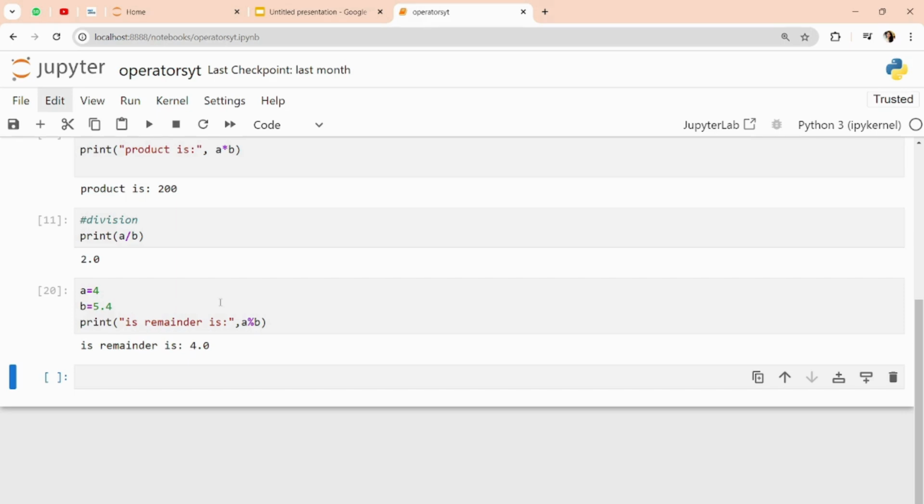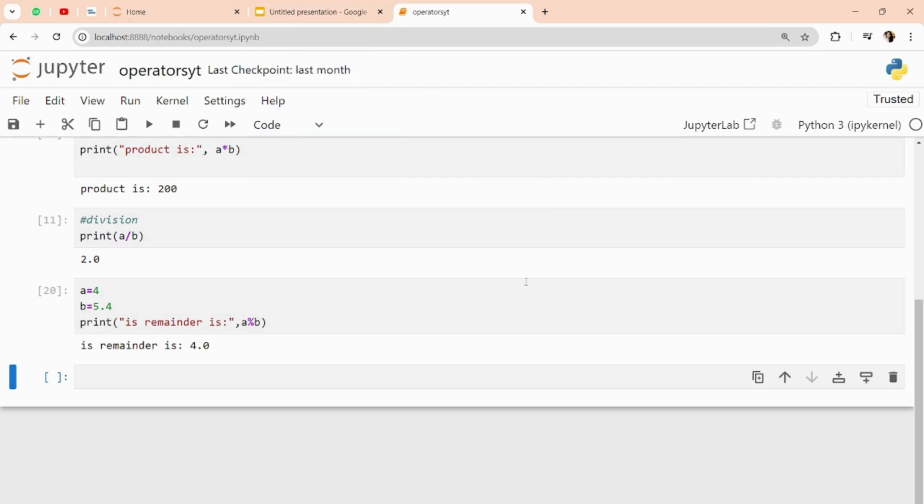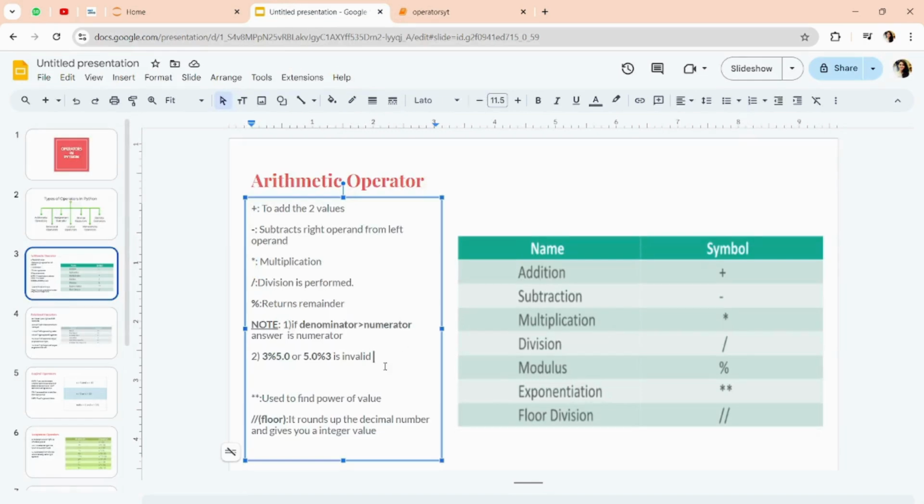If you do with your hand mathematical equations, then you will get the other answers. So here it is not valid because it's giving you the same answer whichever it is given in the numerator. So that is not valid.